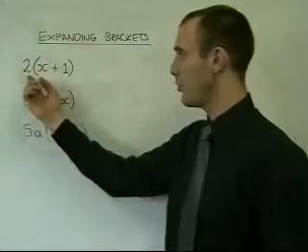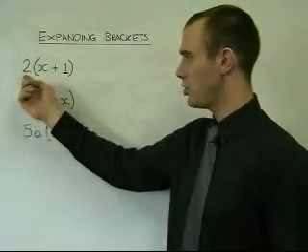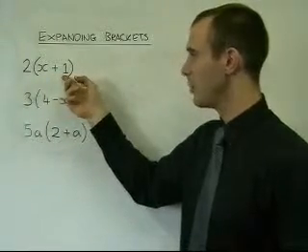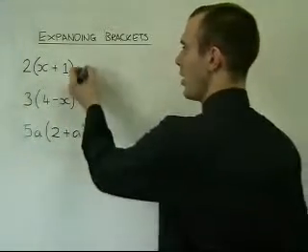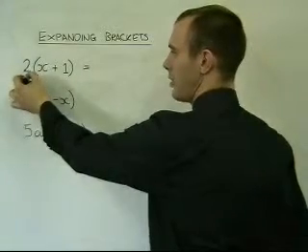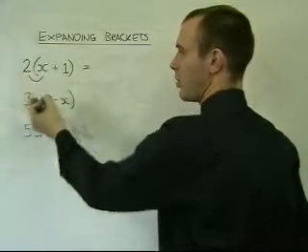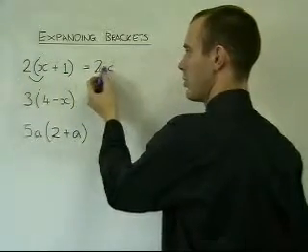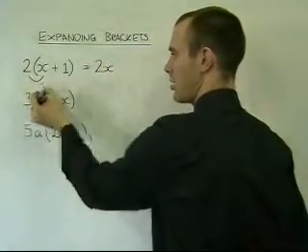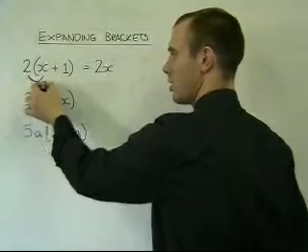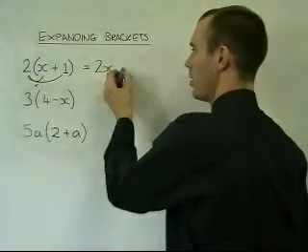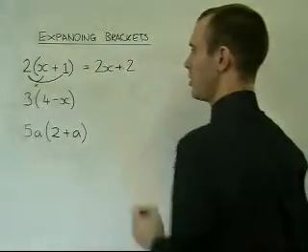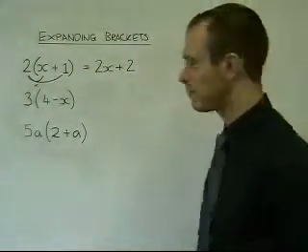We have a number just before the set of brackets, which means 2 times everything inside. So 2 times x and 2 times 1. So what we need to do is rewrite this, but instead of having 2 open bracket x plus 1, we do 2 times x, which is 2x. This little line just indicates multiplication. And the same thing, 2 times 1. 2 times 1 is 2, and there's a plus sign in between them, so it's just 2x plus 2.